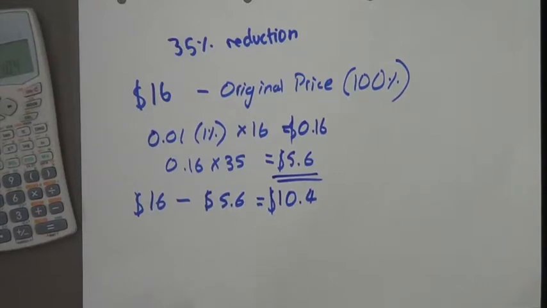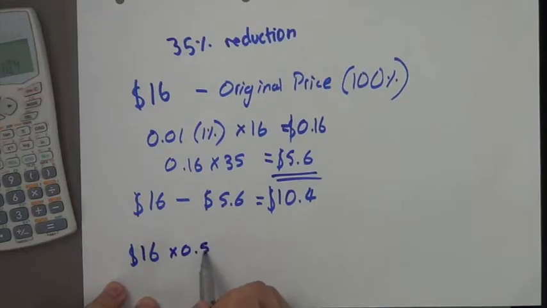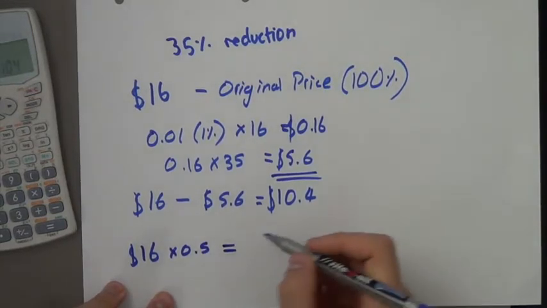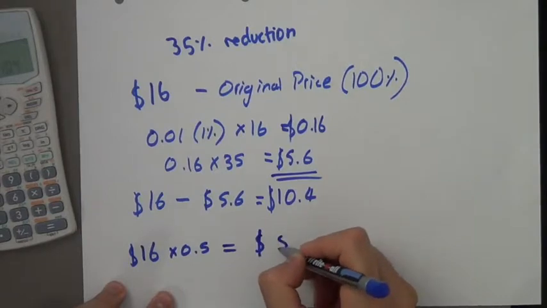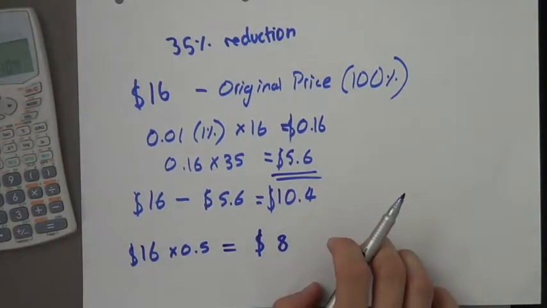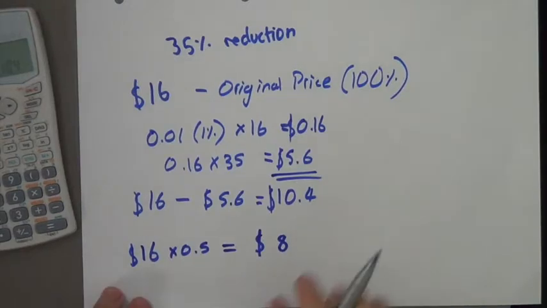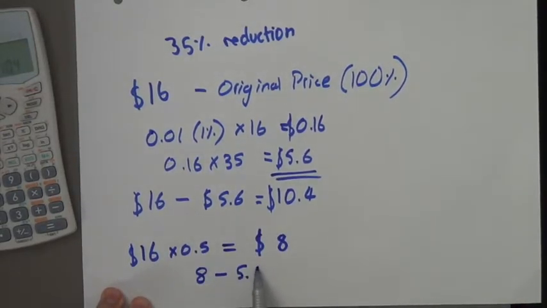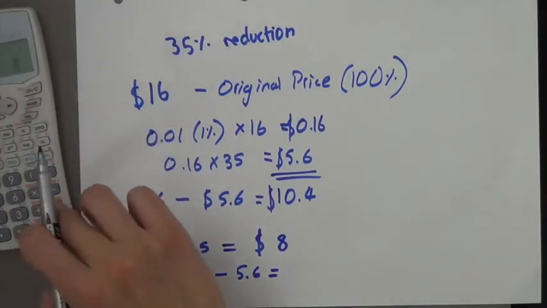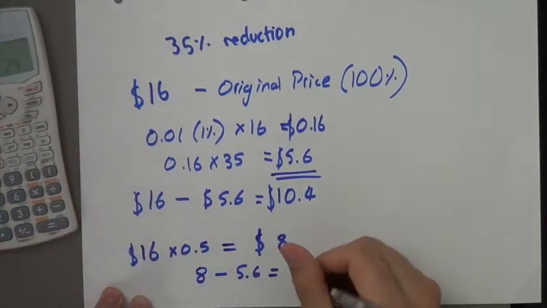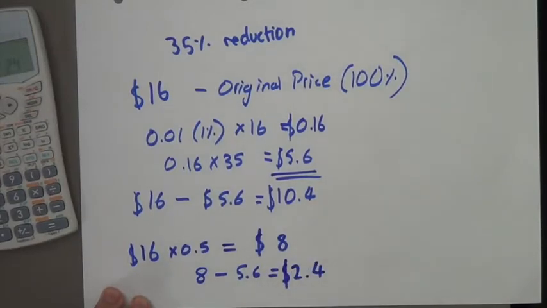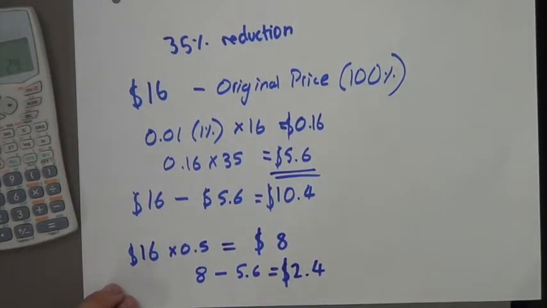The next day, all items were sold at half the original price. How much more would Abdul have saved if he had waited until the next day to buy the spade? So this time, I'm going to multiply $16 times 50% to give me what 50% is. And that's just basically half of it, that's $8. So, how much more would Abdul have saved? We need to find the difference between 8 and how much he saved originally. This is $2.4. So he would have saved $2.4 more.